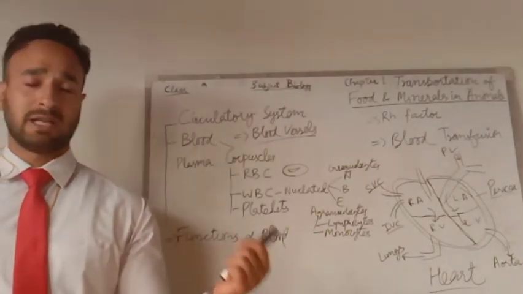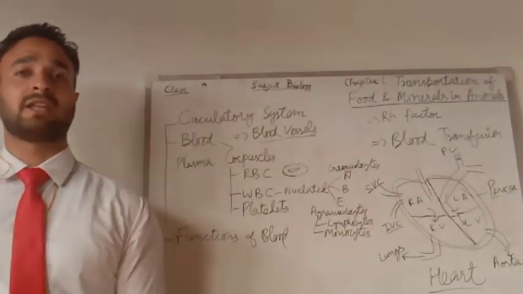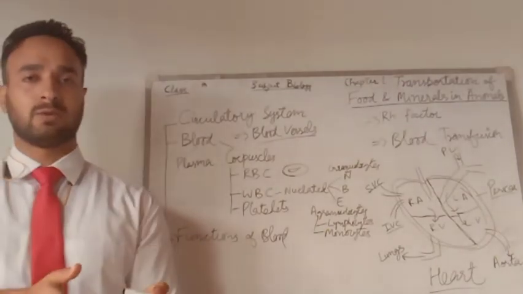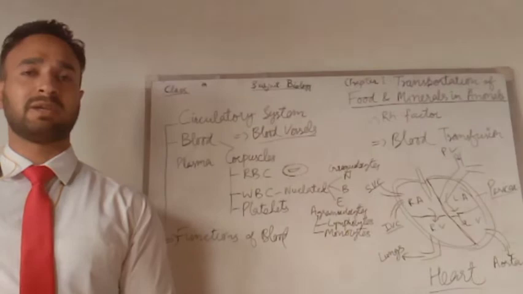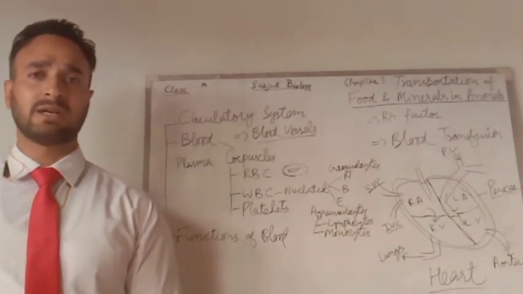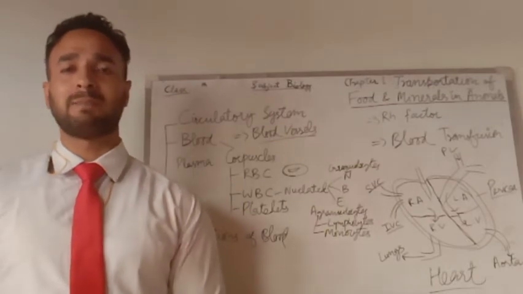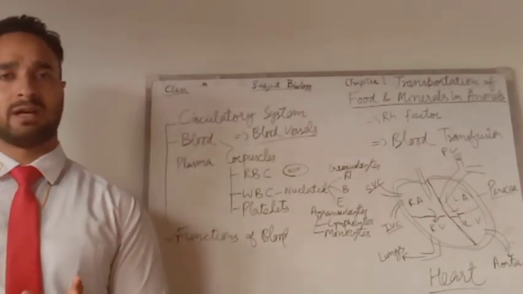Number two is the veins. Veins are those blood vessels which carry deoxygenated blood from the different parts of the body back to the heart. And here the exception is the pulmonary vein, because the pulmonary vein carries oxygenated blood from the lungs to the heart. And number three is the capillaries. Capillaries are the connecting links between the arteries and the veins.